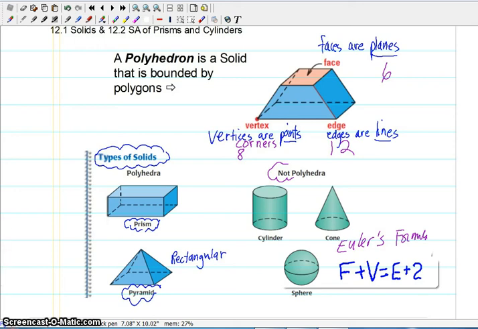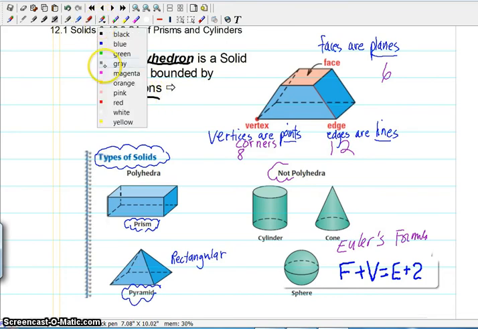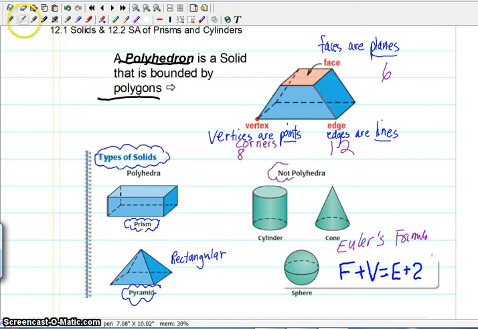This is Geometry Lesson 12.1, Solids Geometry. We're going to learn definitions of some three-dimensional figures, which we're going to call solids. So a polyhedron is a solid that is bounded by polygons. Right, so let's take a look. We've got a few names, a few definitions that we have to learn.